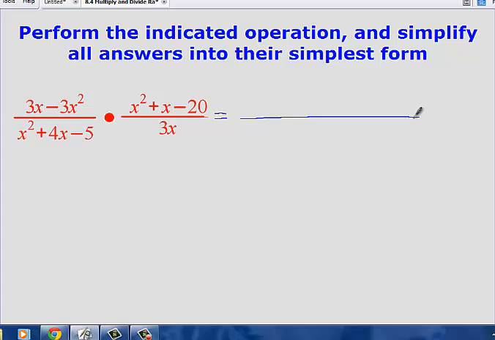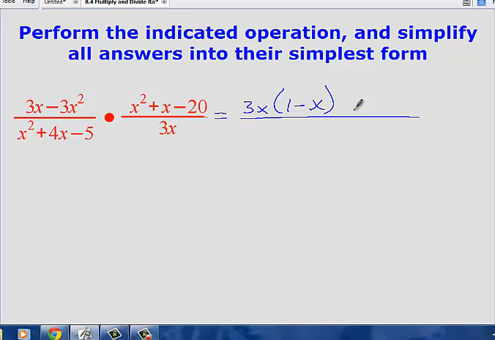So what we're going to focus on instead is when I multiply these, I take the numerator times the numerator, and it gets written as a single numerator. So what I'm going to do is factor each numerator as I go. So 3x minus 3x squared. Is there anything I can do to make that smaller? Is there anything in common that I can pull out? 3x. And that leaves me with that.